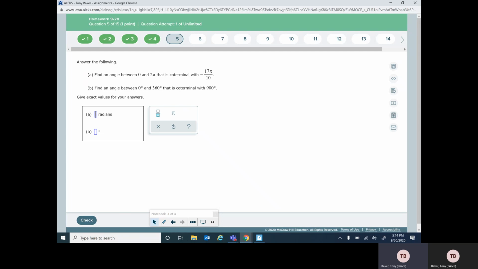So coterminal angles are looking at angles that are between 0 and 2 pi, or between 0 and 360. So if my angle is any other one outside of that, I have to get it between that. The first one I have is negative 17 pi over 10. So that's obviously less than 0.